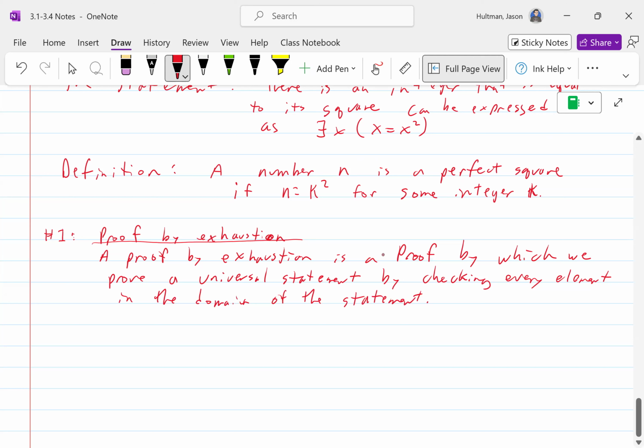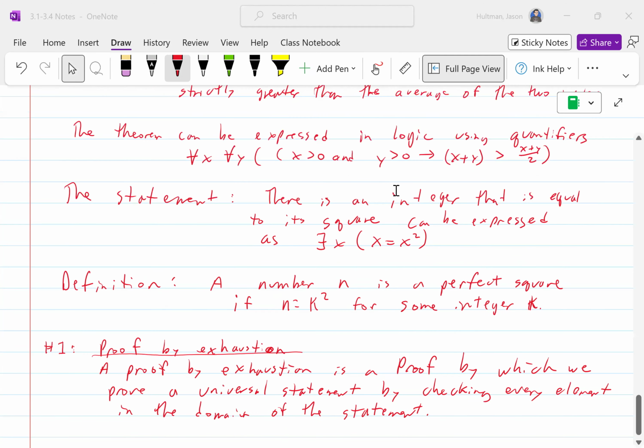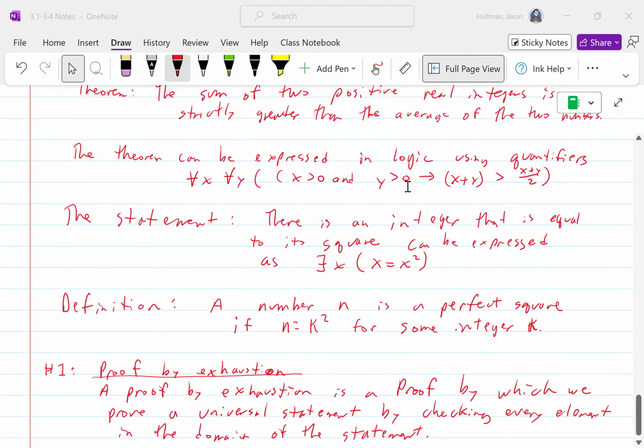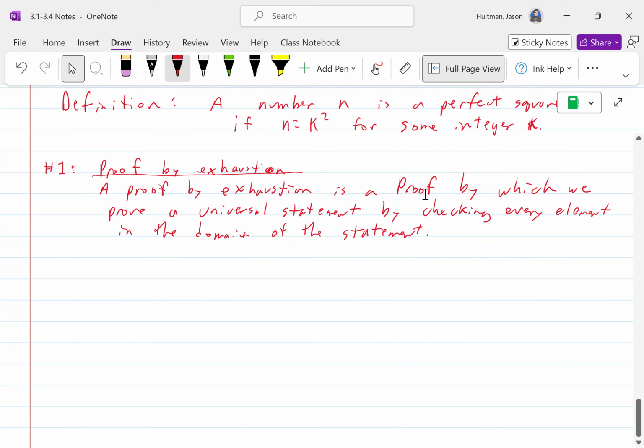And computers are really good at these proofs because we could just say, hey, are there any numbers 1 to 1,000,000 that do such and such? And you could easily write computer code that would check all numbers 1 to 1,000,000. Okay, and we would exhaust all of the domain.